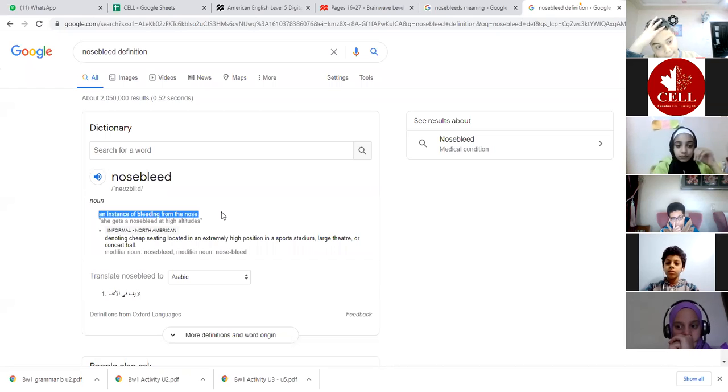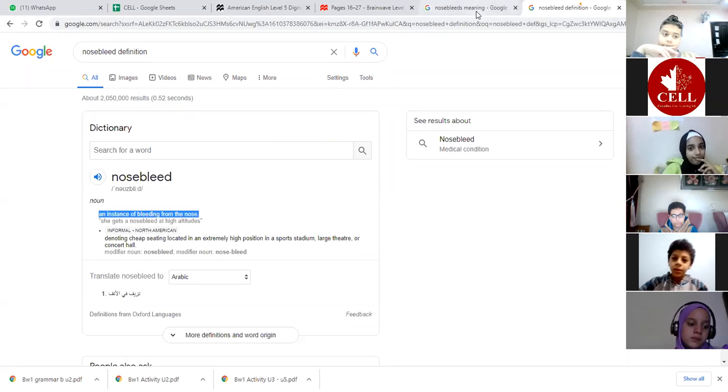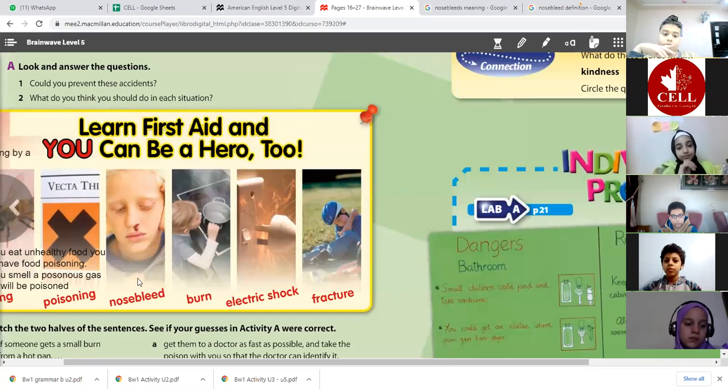An instance of bleeding from the nose. Salah, have you ever seen children, or even yourself, playing in the garden when you were younger, and suddenly your nose started bleeding? Did that ever happen to you? Have you ever seen anyone having a nosebleed suddenly in the street? This action is called nosebleed. She gets a nosebleed at high altitude.